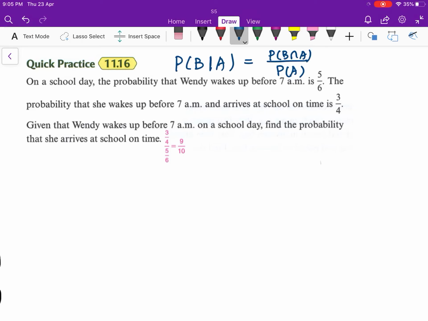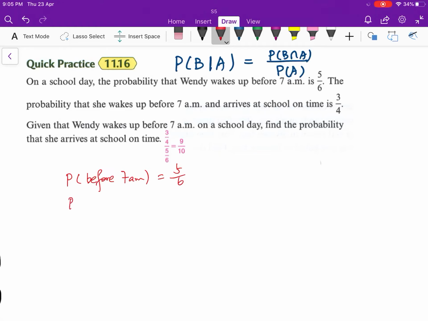On a school day, the probability that Winnie wakes up before 7 a.m. is 5 out of 6. So what we need to do is write down this sentence: the probability of Winnie waking up before 7 a.m. is 5 over 6. Just mark it down.